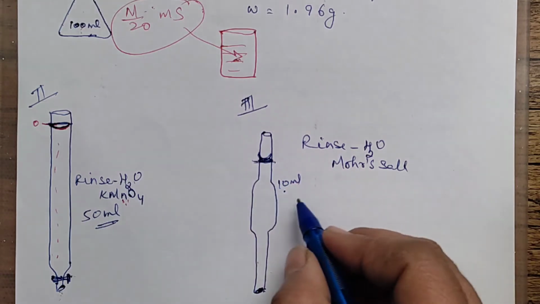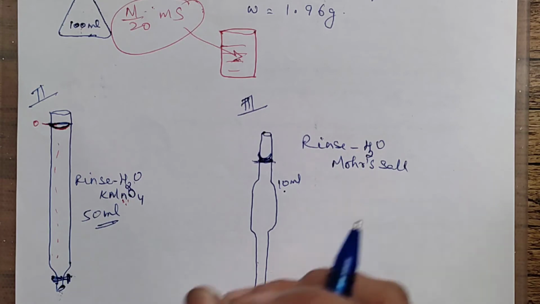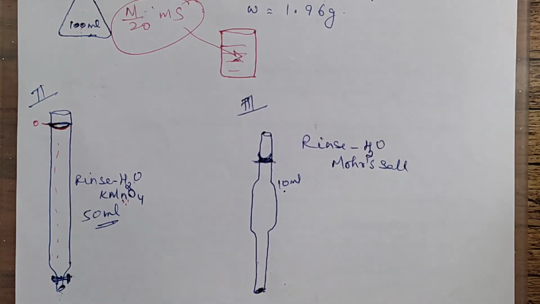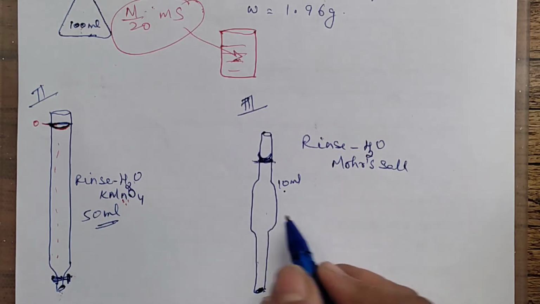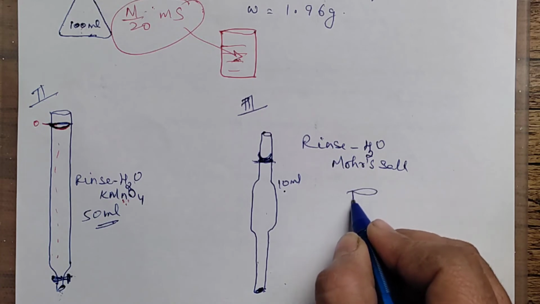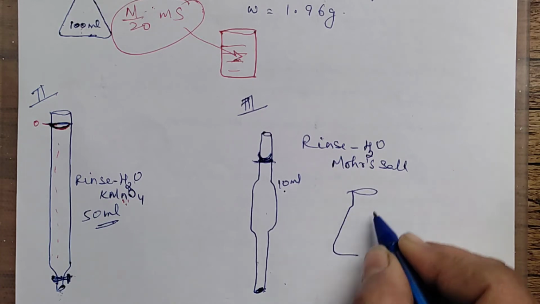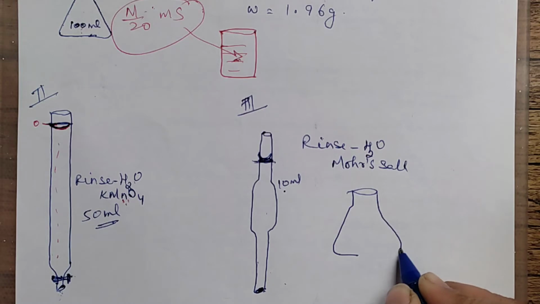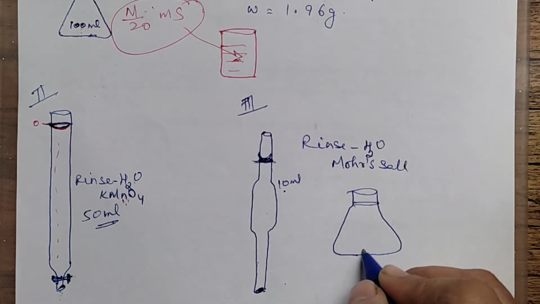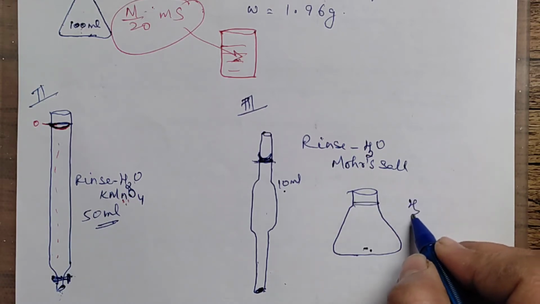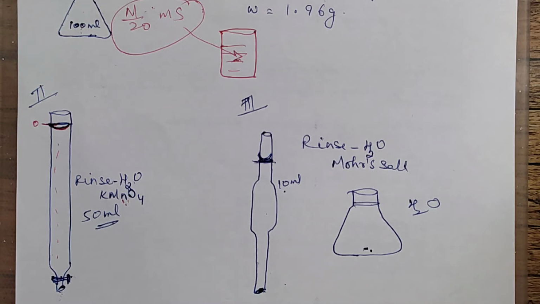You fill it. And then you will have to take this solution in a conical flask. Now before you take it in the conical flask, you will have to rinse this conical flask also. You will have to rinse this conical flask only with water, nothing else. You will not be rinsing with the Mohr salt solution.